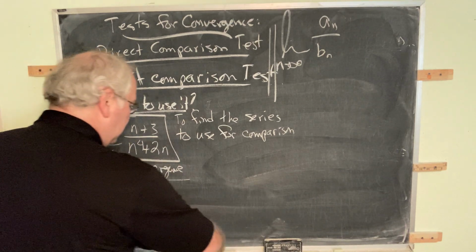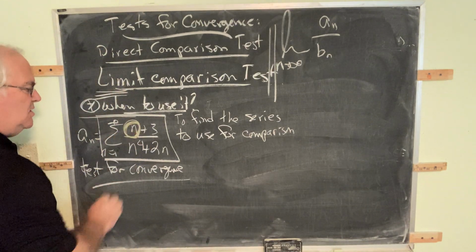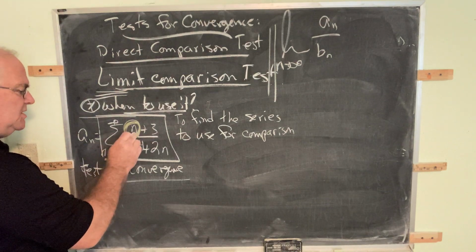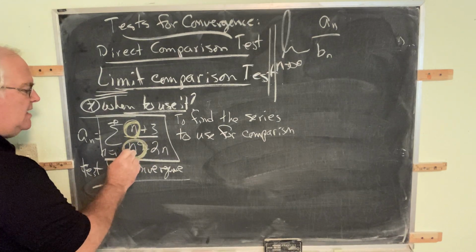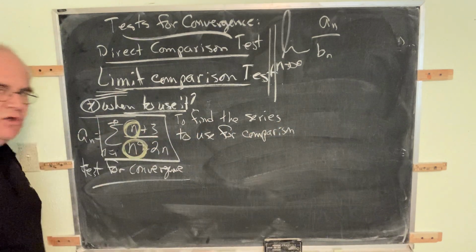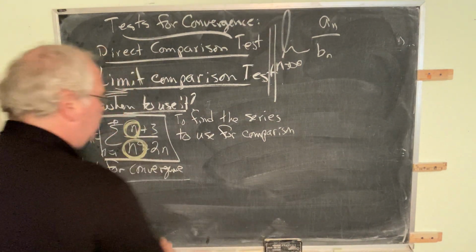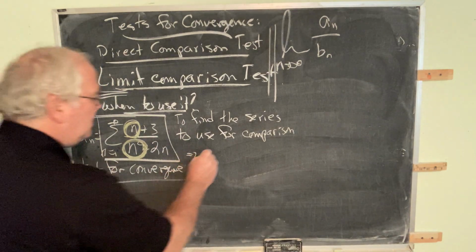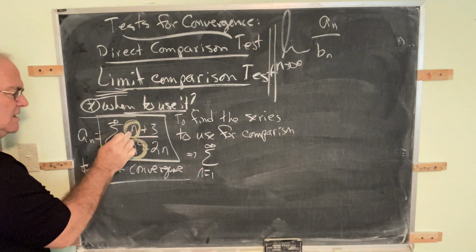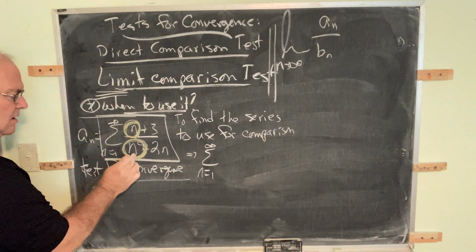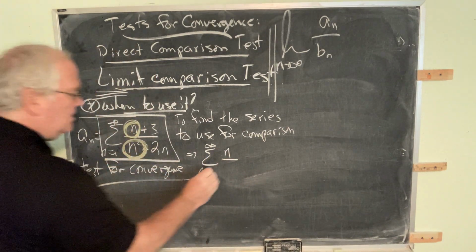Take the highest degree term. The term with highest degree in the numerator is n to the first. In the denominator, take the term with the highest degree. In this case, n to the 4th. Everything after that, you may safely ignore. And so we need the series. We're going to use the series, sum, n goes from 1 to infinity. This is called the dominant term. All right? The dominant term here is n. The dominant term here is n to the 4th.